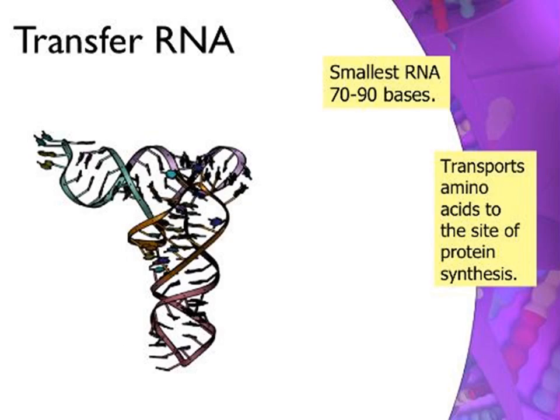So transfer RNA. The only thing about transfer RNA is that it's the smallest RNA. It's very tiny. It's usually made up of only 70 to 90 nucleotide bases. And what does transfer RNA do? It transports amino acids to the site for protein synthesis. And this is going to be made very clear when we talk about transcription and translation.